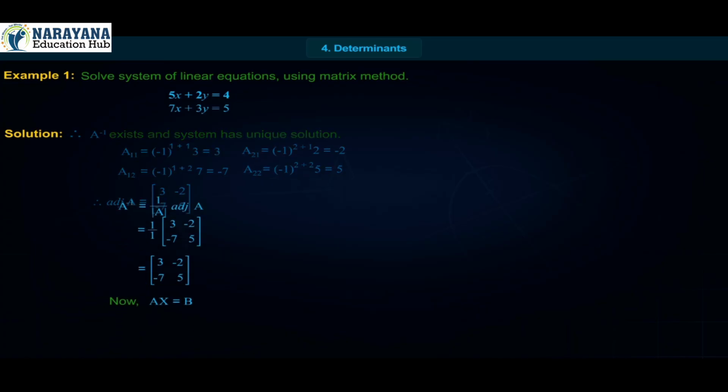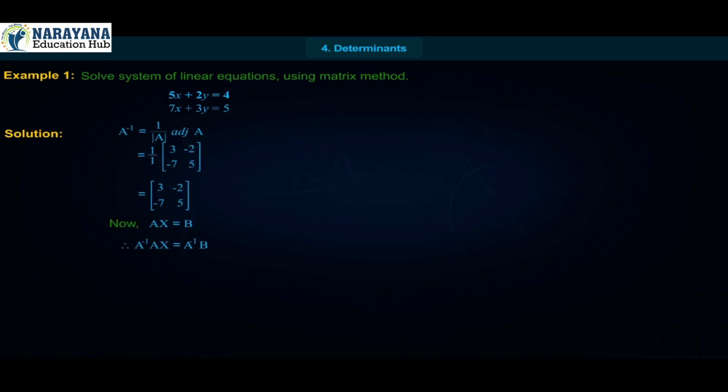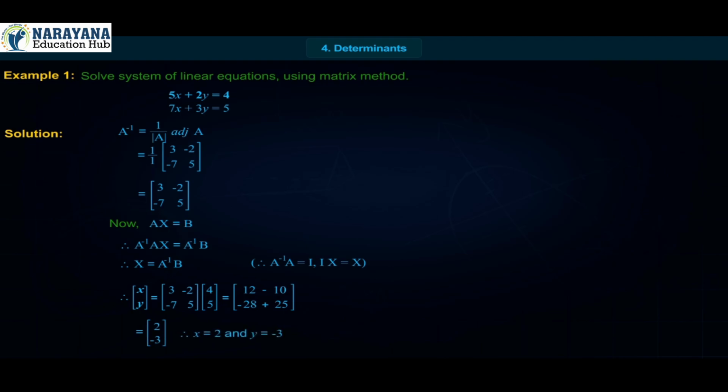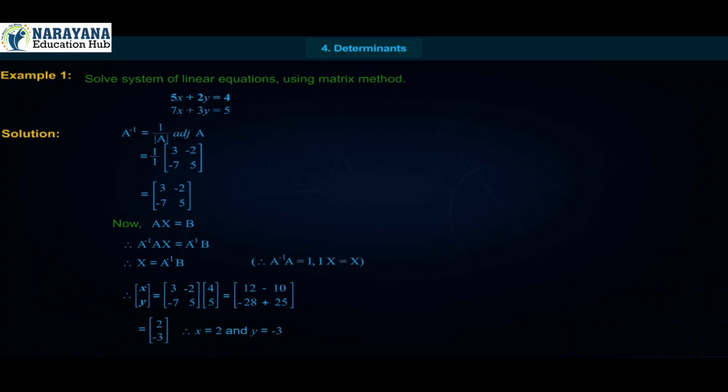Now AX = B. Therefore, A inverse AX = A inverse B. Because A inverse A = I and IX = X, X = A inverse B. Therefore, the matrix [x, y] = [3, -2; -7, 5] into [4, 5] = [12 - 10, -28 + 25] = [2, -3]. Therefore, x = 2 and y = -3.